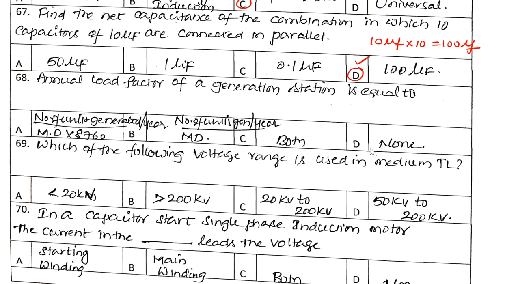And next one, the annual load factor of a generating station is equal to the number of units generated per year divided by maximum demand into 8760. The options: number of units generated per year divided by maximum demand, C both, D none. So I am repeating the answer here: the number of units generated per year divided by maximum demand into 8760. What is 8760, sir? 8760 is nothing but the number of hours in a year. So the answer is A here.